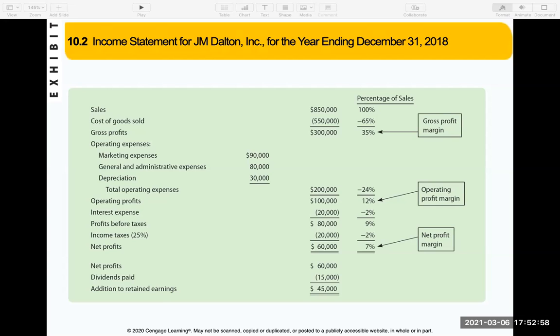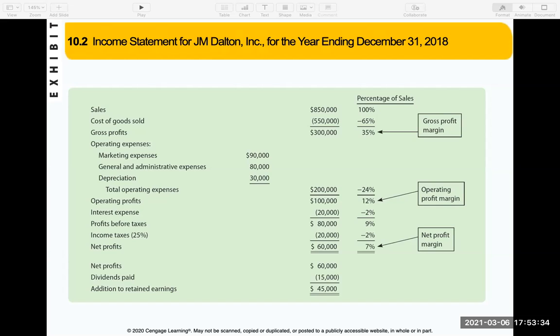Now, after sales minus cost of goods sold equals gross profits, we calculate in our fixed costs, which are our operating expenses. Within the operating expenses, you have your marketing expenses, general administrative, so sales, rent, and so forth, and depreciation, the loss of value in certain assets, which is calculated here. I'm going to go deeper into how we calculate depreciation a little later in the balance sheet. Once you total that, you have total operating expenses of $200,000. Operating profits are now $100,000.